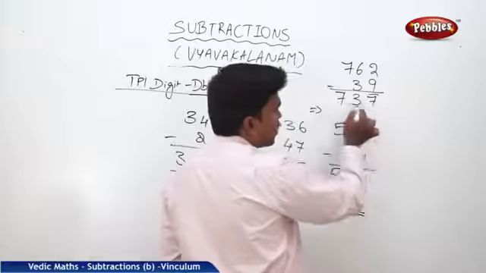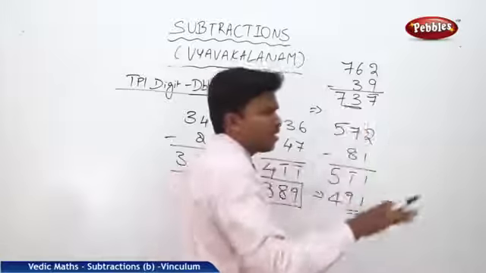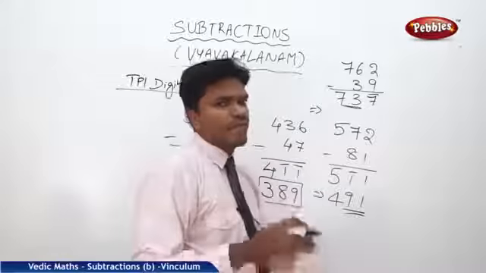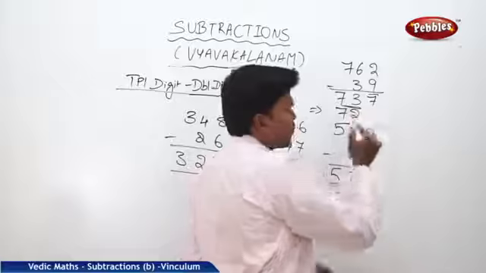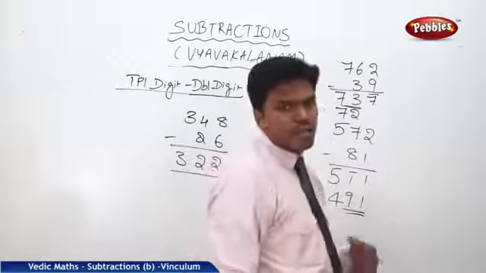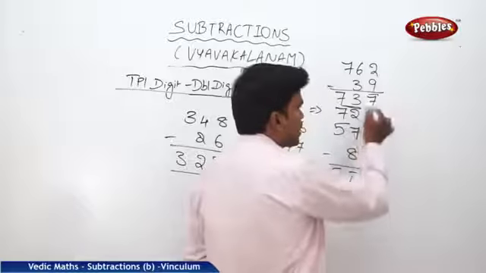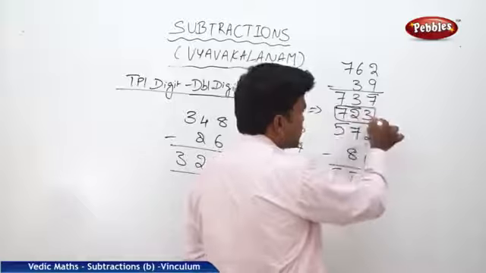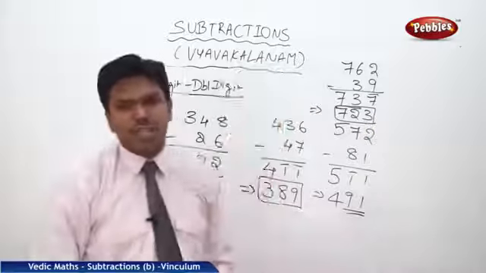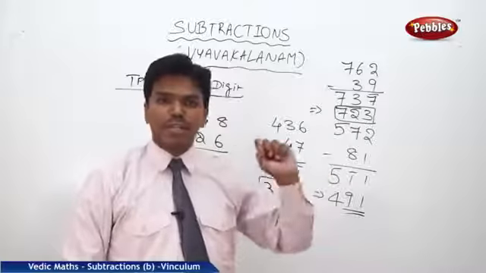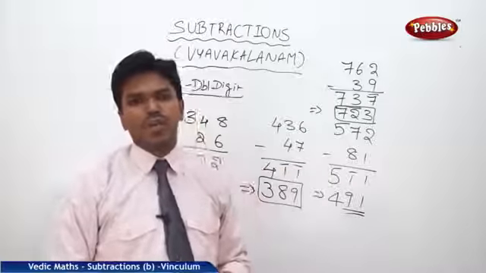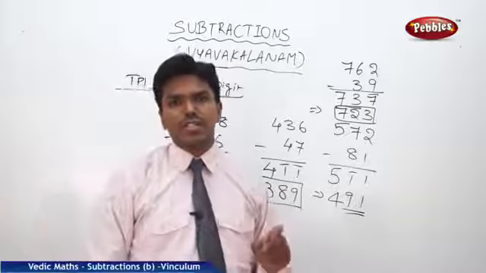So what is the answer now you are going to get? 7, 3 bar 7. The bar before number is 3. So bar before number we will reduce by 1. So 3 becomes 2. Now, bar number 7. So what is the complement? 3. So what is your answer? 723. So like that we can do triple digit minus double digit. Now we are going to discuss triple digit minus triple digit.